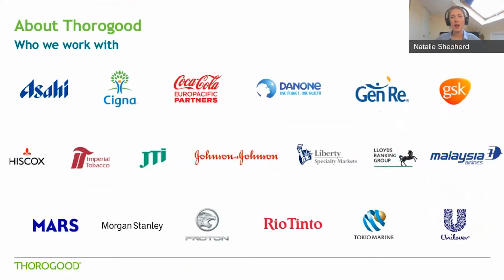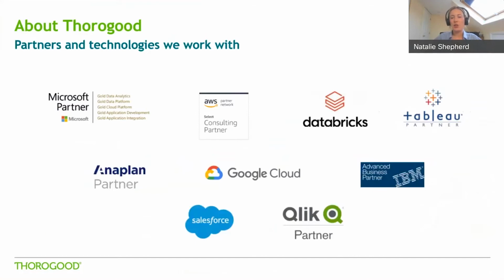Here on the slide are some examples of clients we've worked with in the past or are currently working with. As you can see, we work with generally very large global organizations, and usually they fall into the verticals of pharmaceuticals, consumer packaged goods, and finance and insurance, but by no means are we limited to that. Now we'll get into some of the technologies that we partner or work with.